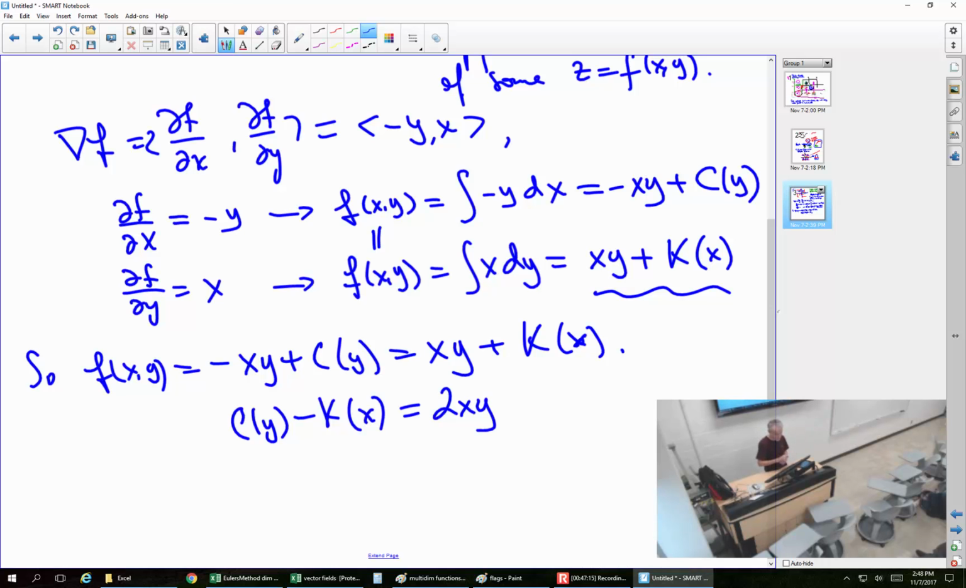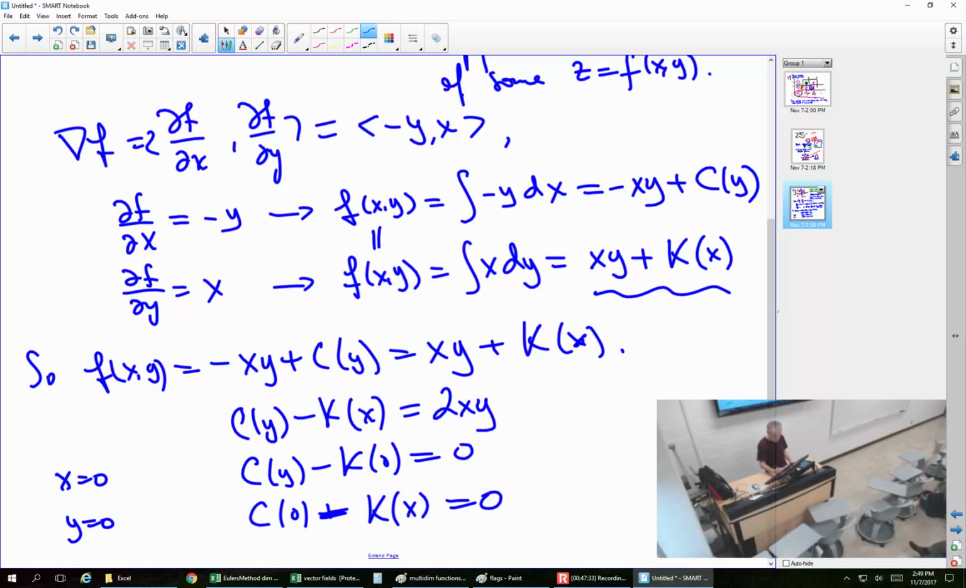But you just kind of shake it to see what's happening, and I'll plug in x equals 0. So what do I get? c of y minus k of 0 is equal to 0. Now if I plug in y equals 0, I have c of 0 minus k of x is equal to 0 as well. So even the first equation, what can I say about the function c of y? c of y is k of 0. So what does it tell you? k of 0 is a number, right?